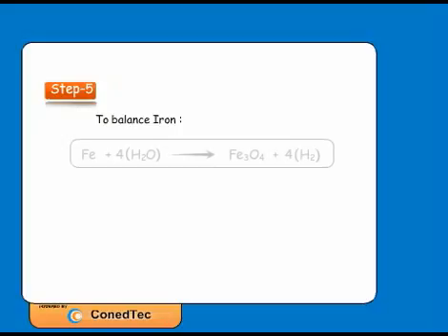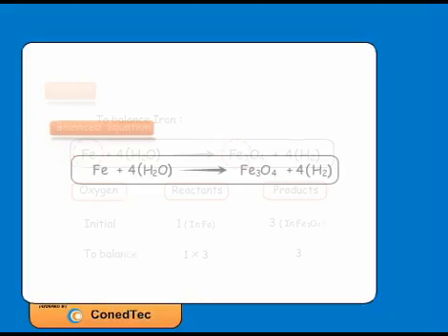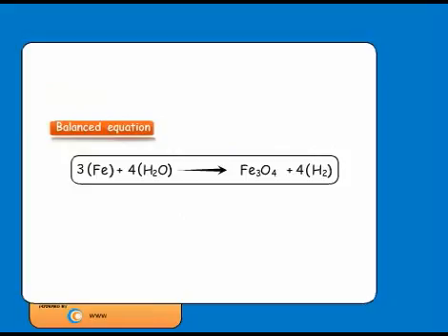Step 5. To balance iron, initially in the reactants there is 1 atom of iron, whereas in the products there are 3 atoms of iron in Fe3O4. To balance, the number of atoms of iron in the reactants should be multiplied by 3. So, the equation becomes 3Fe plus 4H2O to give Fe3O4 plus 4H2.